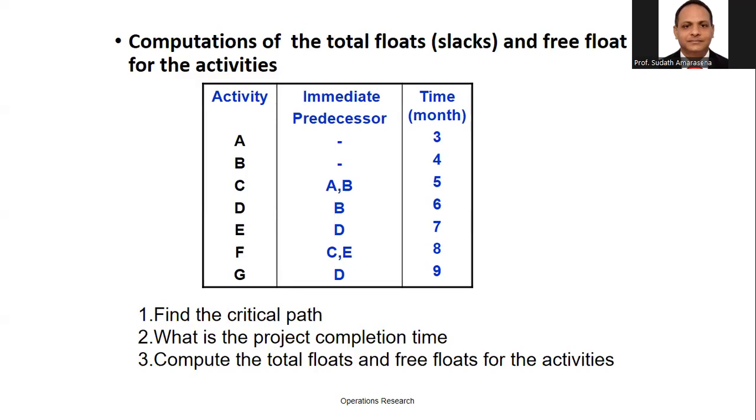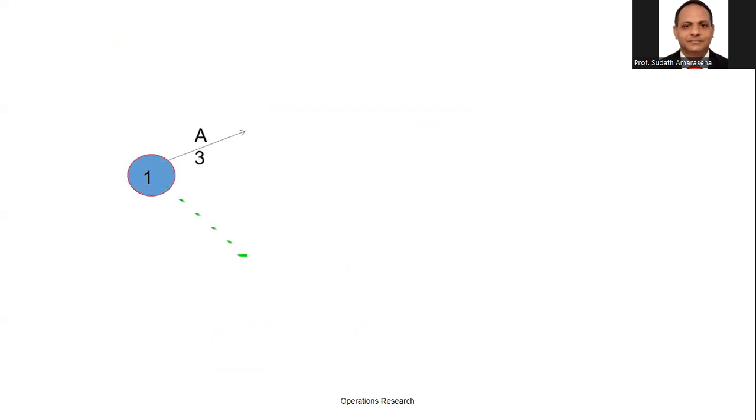Let's go to the first example. Very simple question. I'll explain with the answer available. If you don't have an answer, better draw the network diagram. Very simple example. Just try to find the critical path. Then after that, I'll explain how to get the answer. Here is the network diagram.